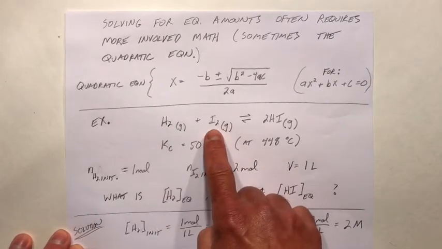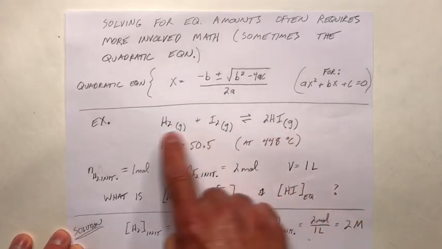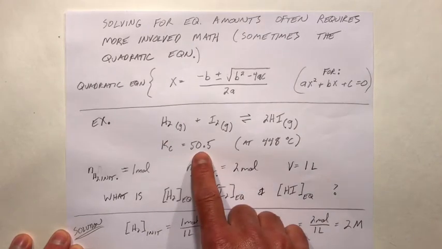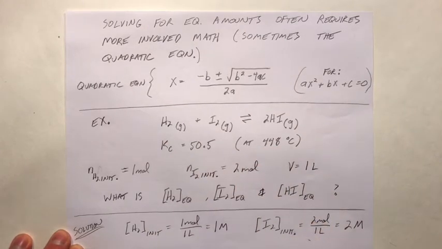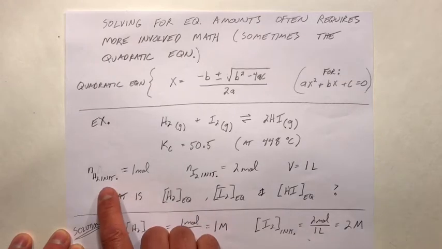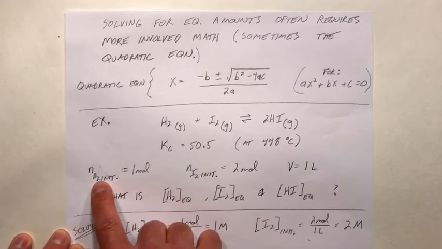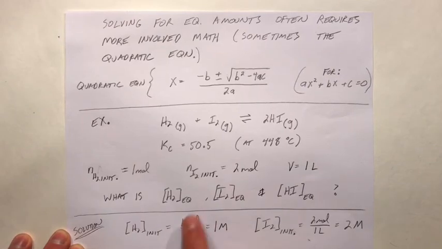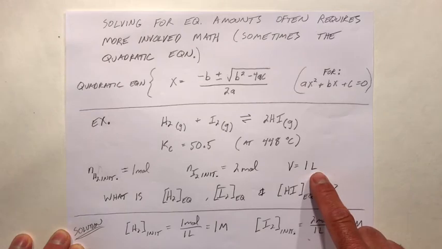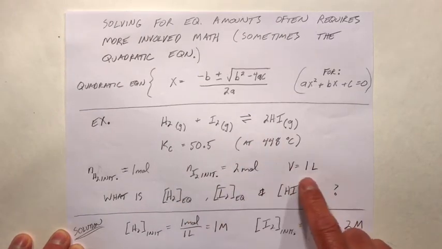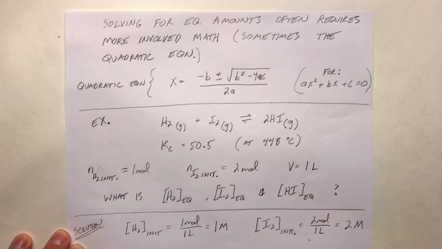We have 1 H2 and 1 I2 in equilibrium with 2 HIs. Everything's a gas. The Kc is 50.5 at 448 degrees Celsius. We've used this reaction before. This is what we know that's given in the problem. Our initial moles of H2, INIT is initial, is 1 mole. Initially for I2 we have 2 moles and we have a volume of 1 liter. Now remember that gases occupy the volume of the container, so the volume of each gas is equal to that. So at equilibrium, what's the concentration of H2 and I2 and HI?